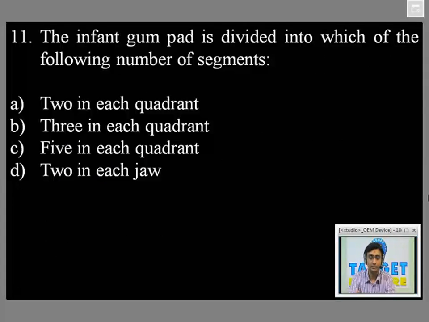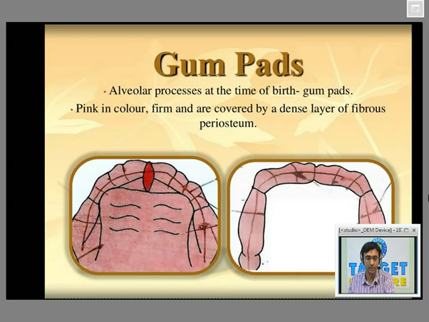Now we come to the 11th question, which says that the infant gum pad is divided into which of the following number of segments? Let us study the gum pads of infants. The alveolar process at the time of birth is called the gum pad. Now the gum pads are pink in color and covered by a dense layer of fibrous periosteum.